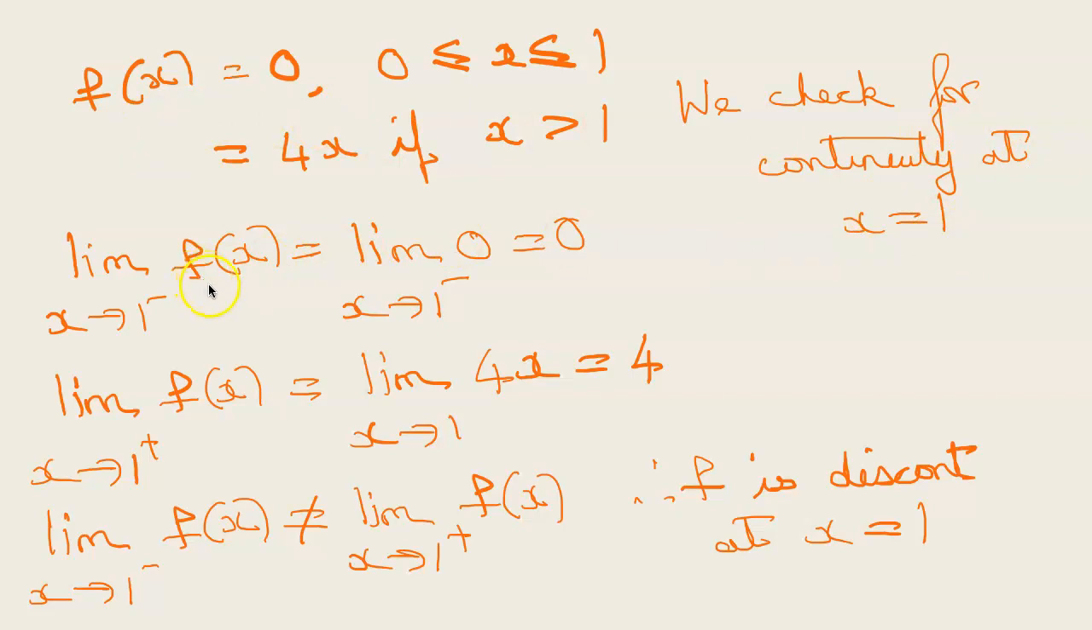The limit as x tends to 1 from the left of f(x): 1 to the left means f(x) is 0, so that is 0. The limit as x tends to 1 from the right of f(x): 1 to the right means f(x) is 4x, so the limit as x tends to 1 of 4x is 4. So the limit as x tends to 1 from the left of f(x) is 0, which is not equal to the limit as x tends to 1 from the right of f(x), which is 4. So f is discontinuous at x = 1.